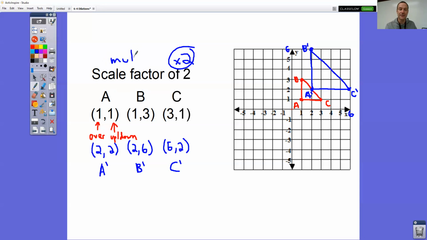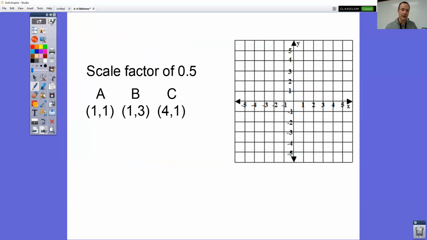You could also look at the height of the triangles. The height was 2 for the original. Now the height is 4. How do you get from 2 to 4? What do you have to multiply by? We're multiplying by 2. That's why it has a scale factor of 2. Take a look at the next one.